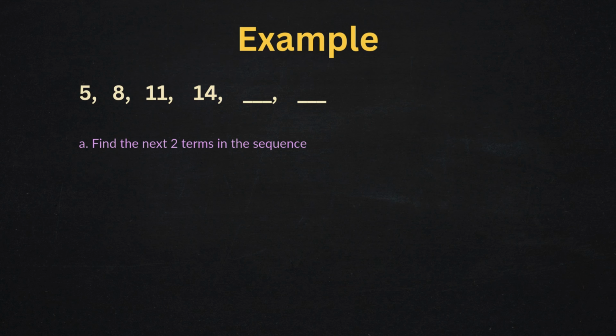So let's do it. Here it is 8 minus 5 equals plus 3, 11 minus 8 is plus 3, and 14 minus 11 equals plus 3. Therefore, it is an arithmetic sequence, as the common difference is the same. I hope you can write the next two terms now. As the difference is plus 3, we add it to the previous term to get the next term. So, 14 plus 3 equals 17, and 17 plus 3 equals 20.